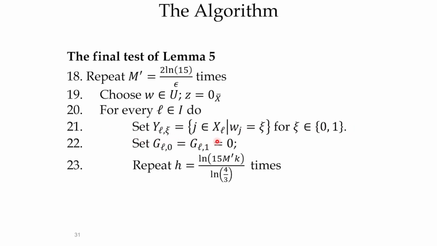YL0 will be all the indices where W is 0, and YL1 will be all the indices where W is 1. In line 22, we find two counters, GL0 and GL1, which we will soon get to. In line 23, we get to the second loop, inside the inside loop, which repeats h number of times, and h equals ln of 15 over k divided by ln of 4/3. I will explain this number as well in another slide.